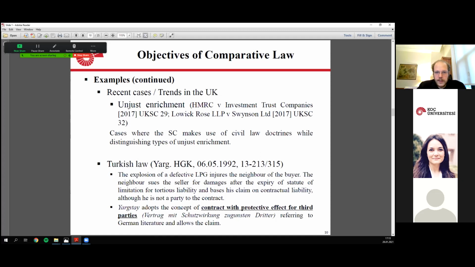For those of you who are trained in Turkey as lawyers, I could give you a familiar example from our Court of Cassation. In 1992, the court had to decide a case where they made use of a German doctrine, the so-called contract with protective effect for third parties. What happened in that case was someone bought an LPG, and the LPG was defective and exploded. And it not only caused damage to the buyer himself, it also caused damage to the neighbor of the buyer who came to help. So the question here was, could the neighbor claim damages as well based on contract? And the court said yes, citing German sources extensively. The court said, well, there is a theory under German law, which we could also use under Turkish law, the contract with protective effect for third parties.